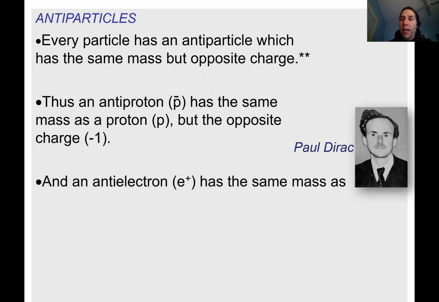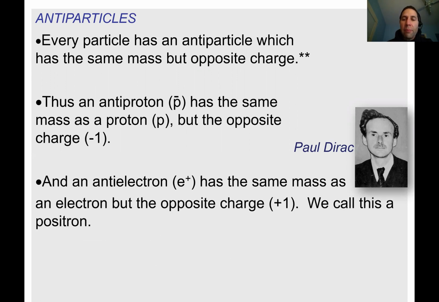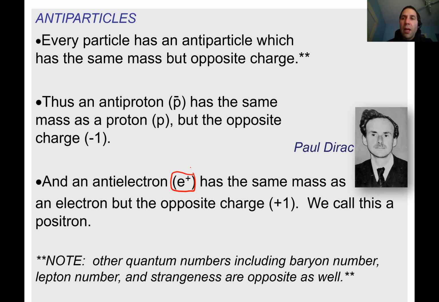Also, there are things that are very similar to electrons, but have the opposite charge. Sometimes you'll hear them called anti-electrons, but more often than not, they're called positrons, okay? And this is usually how you see them written, e with a positive superscript. And we've already talked about that, right? When we did beta positive decay, we talked about a positron being emitted. That's an anti-electron. An important thing to note, which will make more sense later in this video, is that other quantum numbers, including baryon number, lepton number, and strangeness, are opposite for antiparticles when you compare them to their particle cousin.